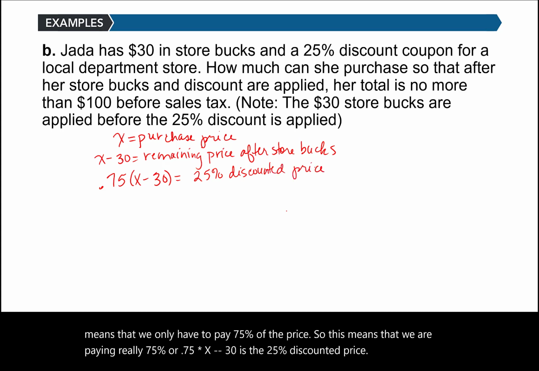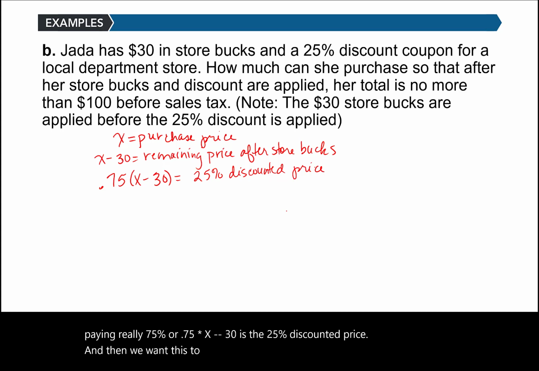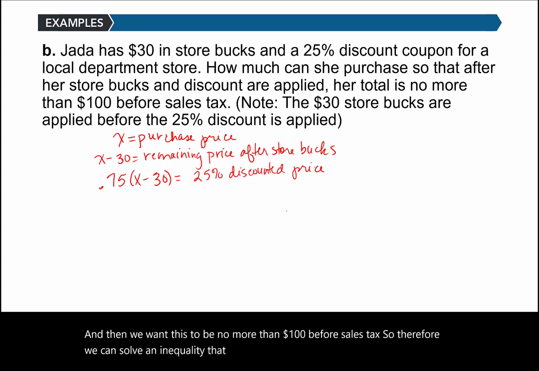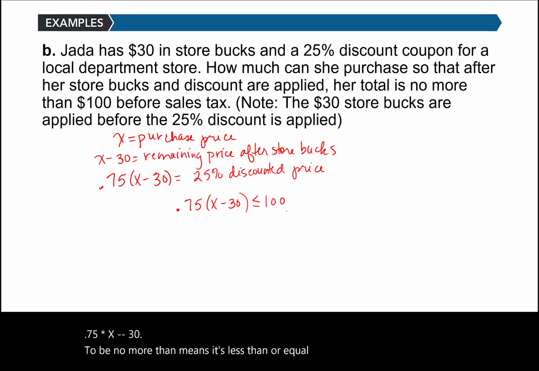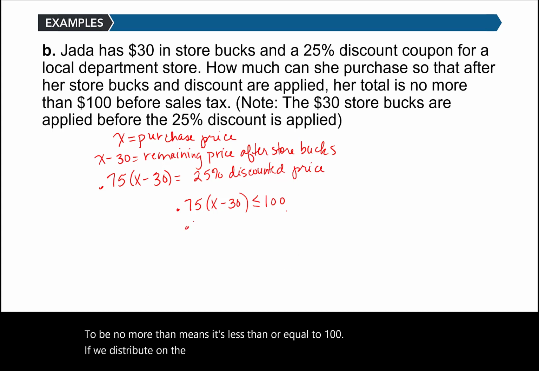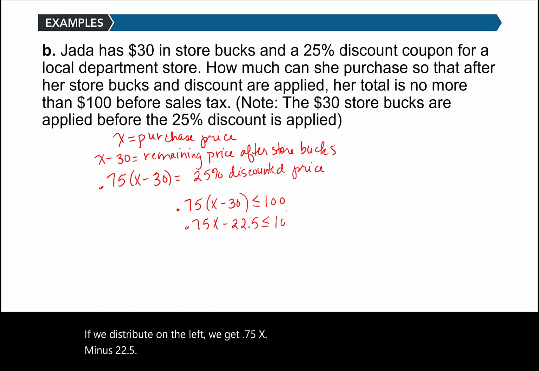And then we want this to be no more than $100 before sales tax. So we can solve an inequality set up by 0.75(x - 30). To be no more than means it's less than or equal to 100. If we distribute on the left, we get 0.75x - 22.5 ≤ 100.